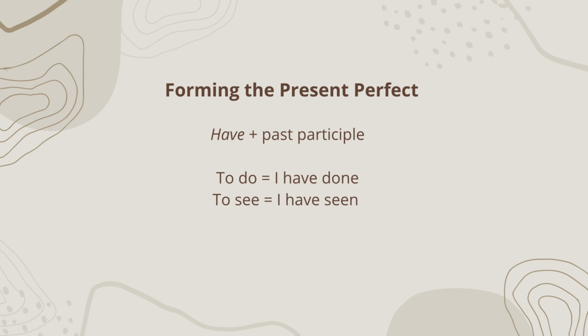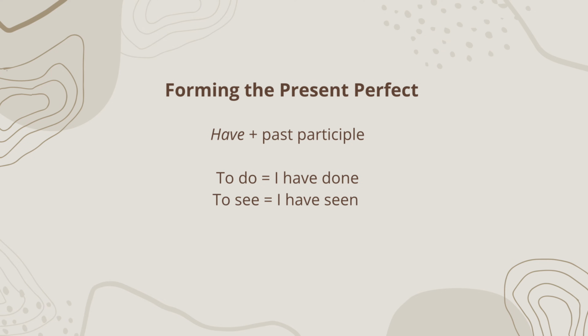To form the present perfect, all we have to do is conjugate the verb to have and add the past participle. For example, let's look at the verb to do. The past participle of to do is done. So we take the subject, we conjugate have, and we add the past participle. I have done. You have done. He has done. Or we have done.